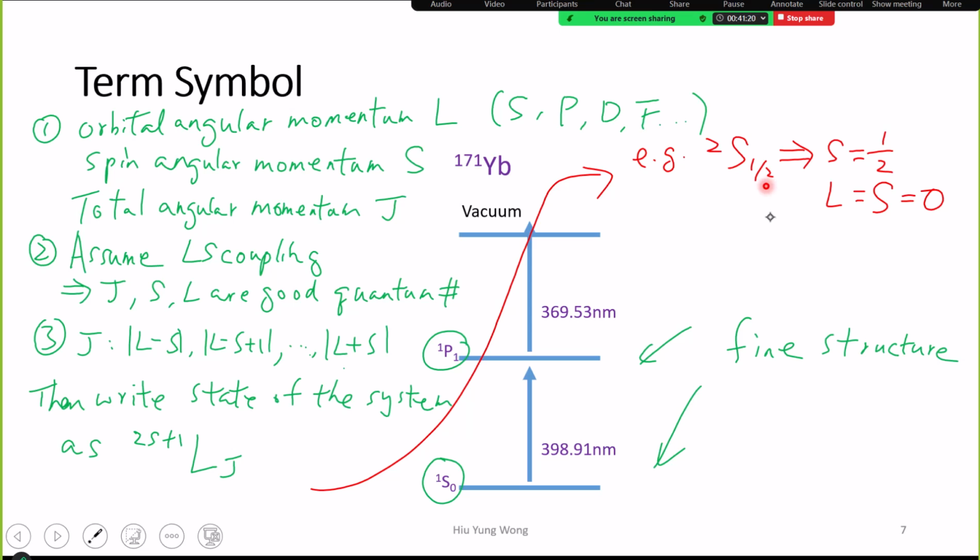Then how about J? What is J here? Thank you, 1/2. And then think about, does that make sense? Yes. This time J is 1/2. The maximum value of J for this system is 1/2 plus 0, which is 1/2. The minimum is also 1/2 minus 0, which is also 1/2. You can only have one J value for this system. Okay?